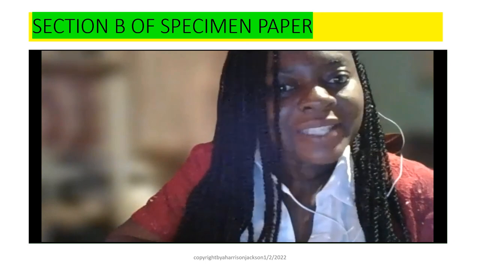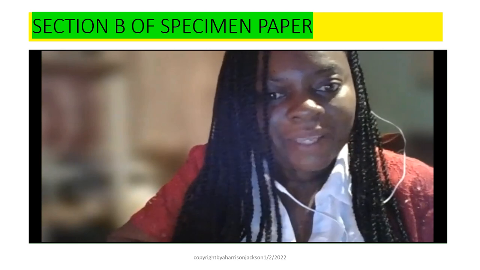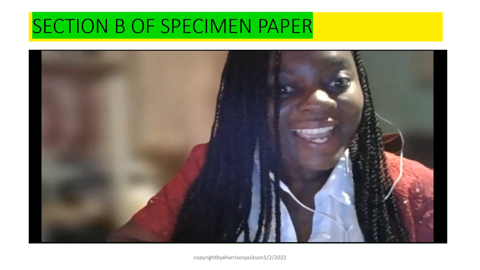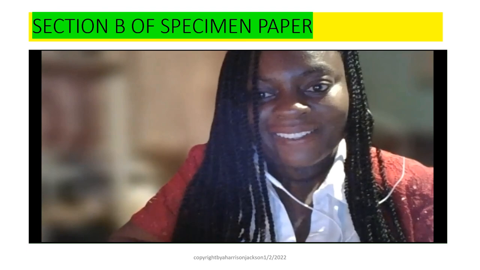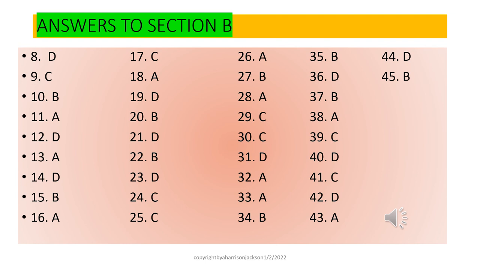All right, so we'll be seeing now how well students have done on section B of that paper. Trust that they did exceptionally well. The answers for section B are as follows. Question 8, D. Question 9, C. Question 10, B. Question 11, A. Question 12, D. Question 13, A. Question 14, D, D as in dog. Question 15, B, B as in boy.